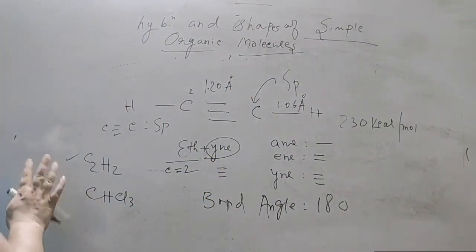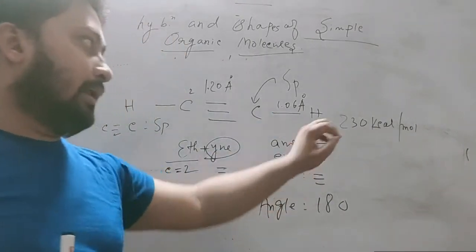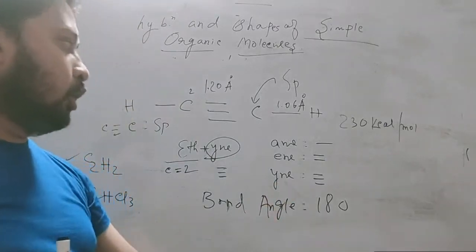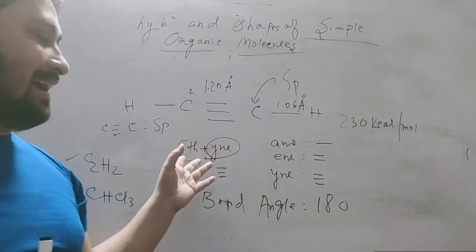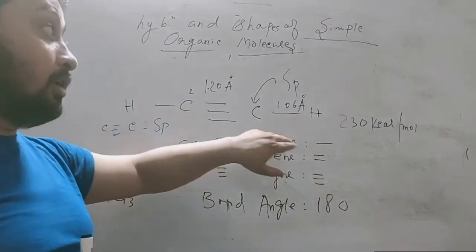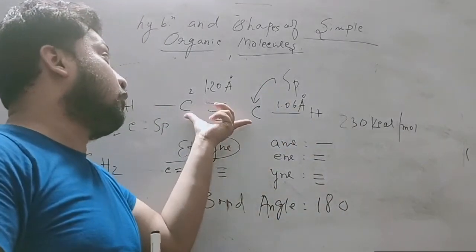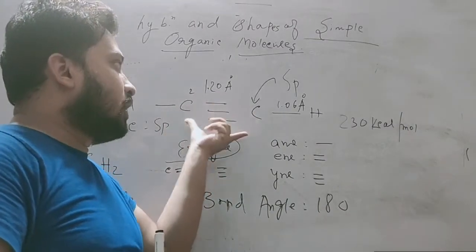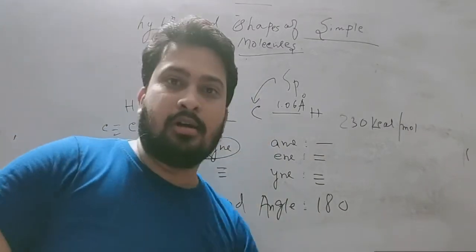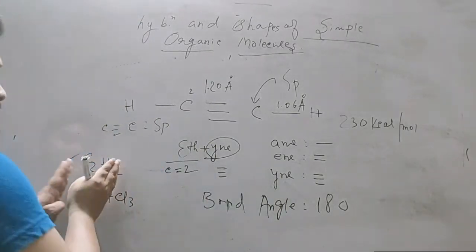For acetylene, the hybridization of the carbon atom is sp, and the required energy is 230 kilocalorie per mole. This is called ethine; the compound name is acetylene. Bond angle 180 degree, the bond length between carbon and hydrogen is 1.06 angstrom, and the bond length between the two carbon atoms is 1.20 angstrom. That's enough information for acetylene.